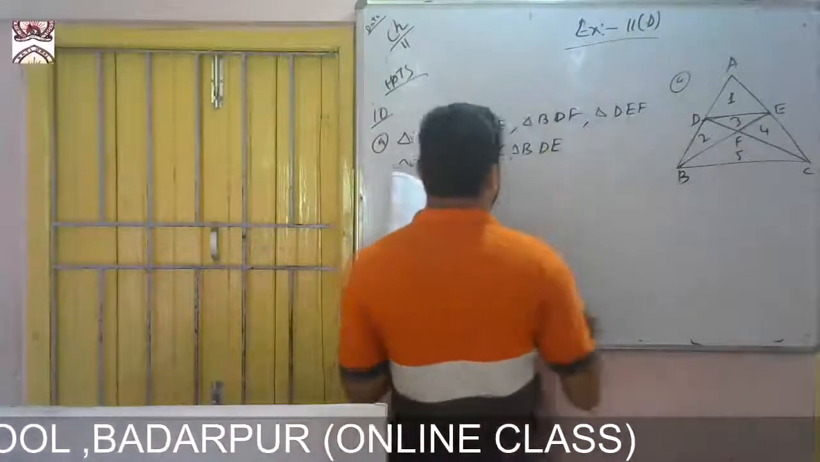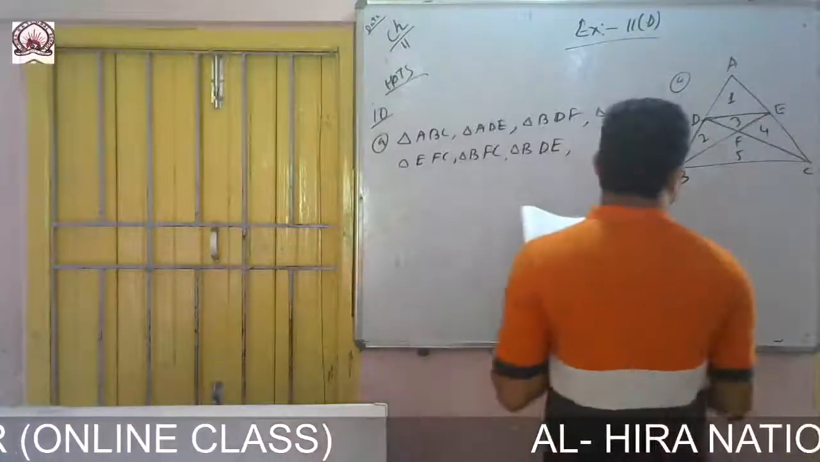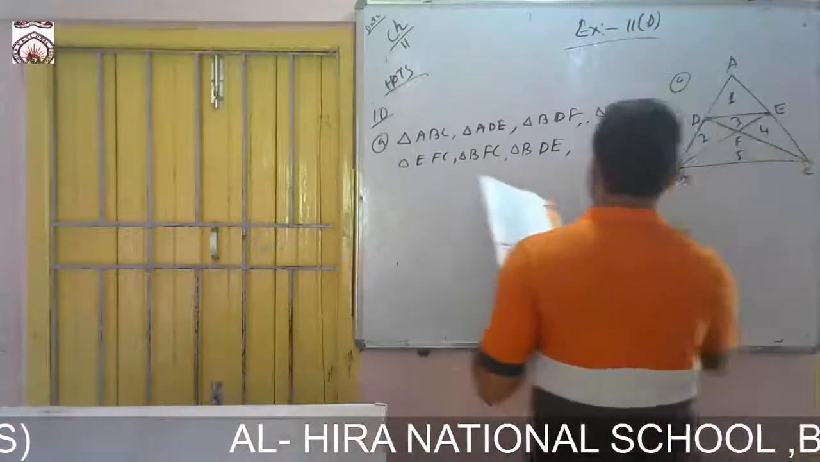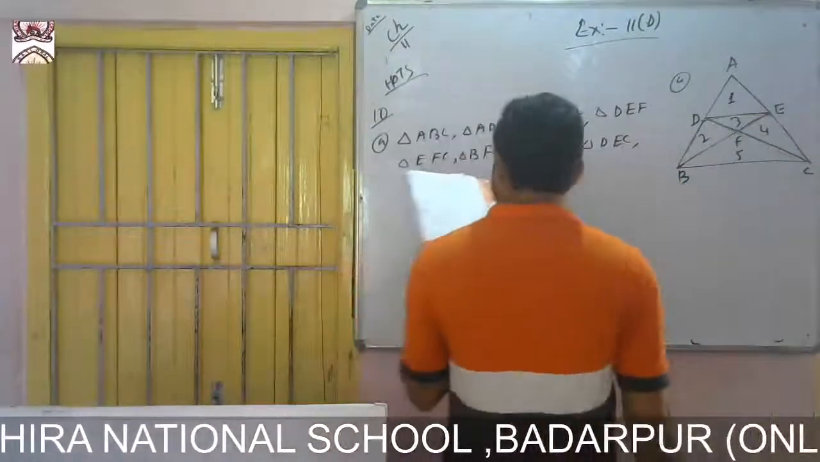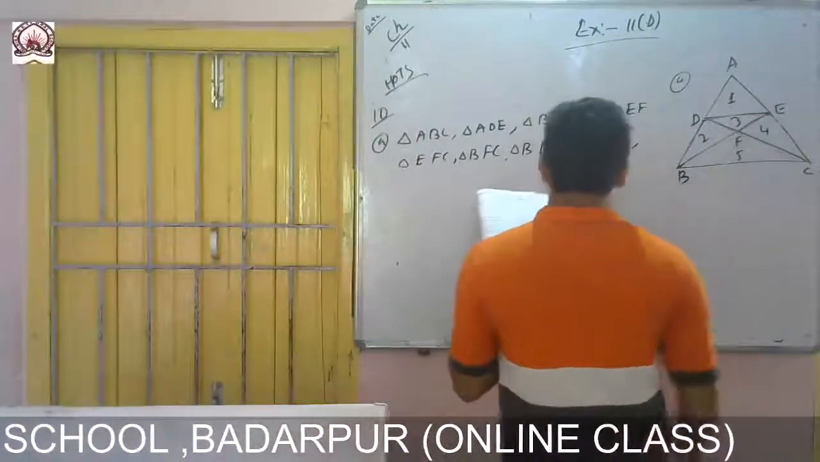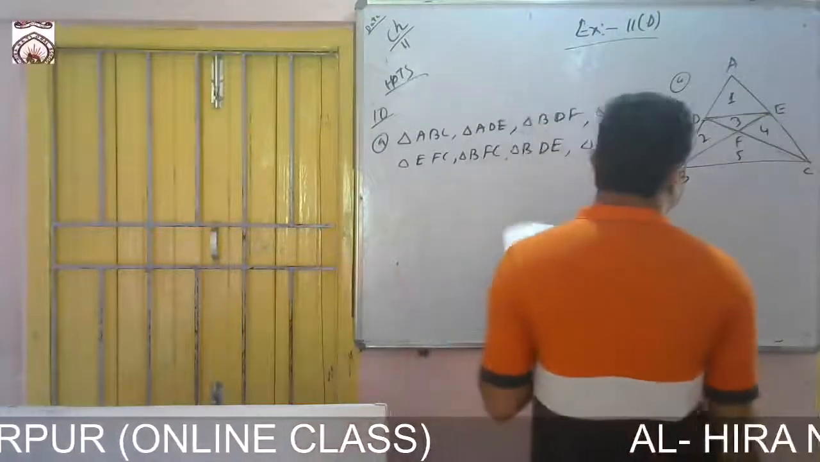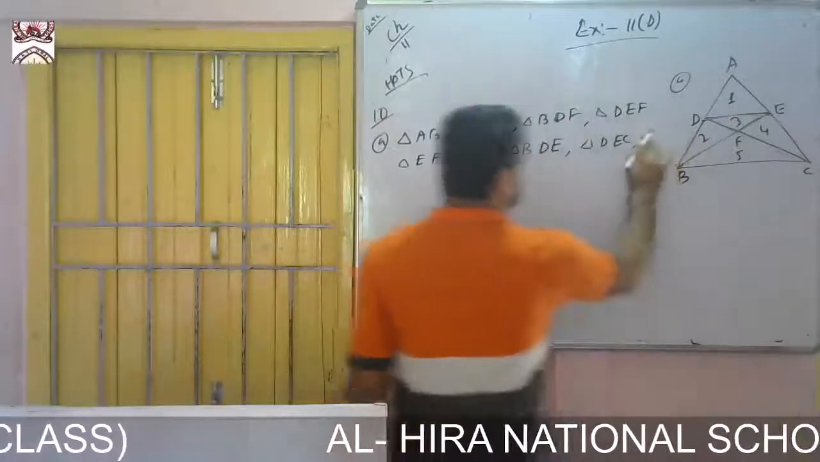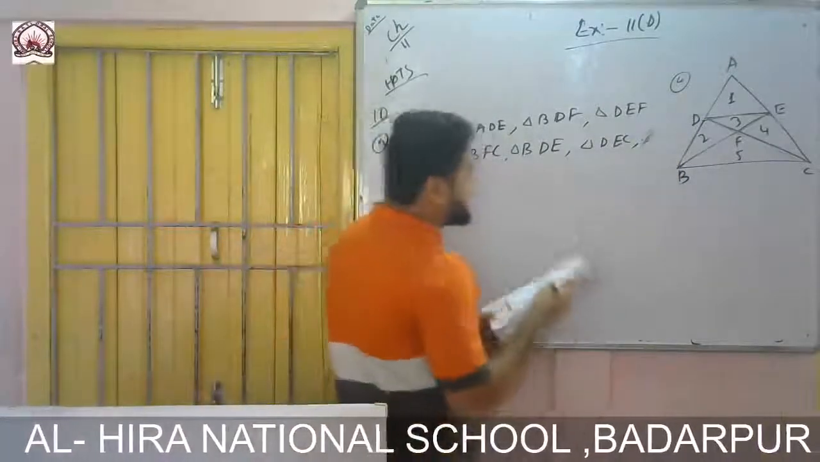Then 3 and 4 will make one triangle. DEC. This one and this one. So triangle DEC. Okay. Then 4 and 5 will make what? 3 and 4 finished. Then 2 and 5 also will make one triangle. It will be BDC. This 2 and 5. So triangle BDC.